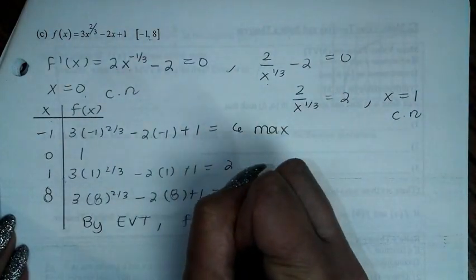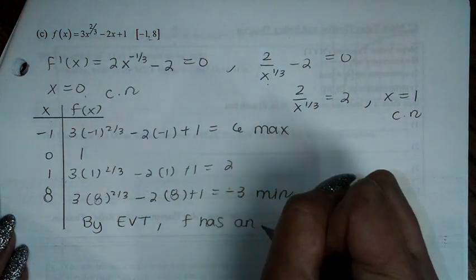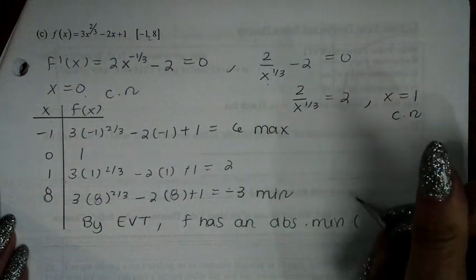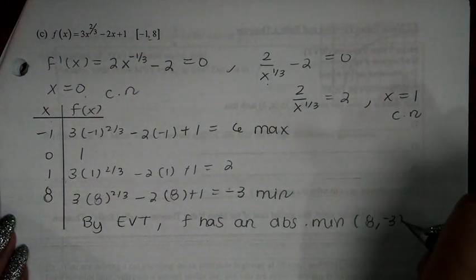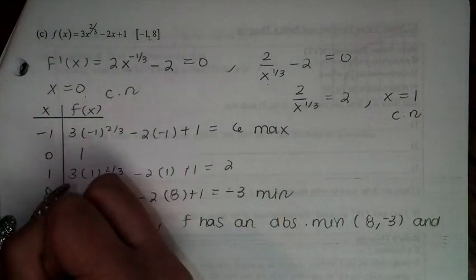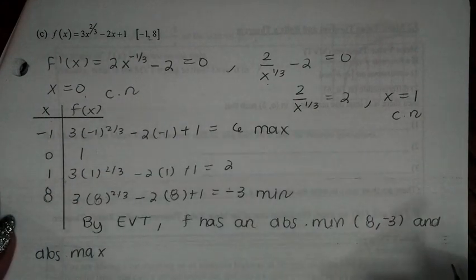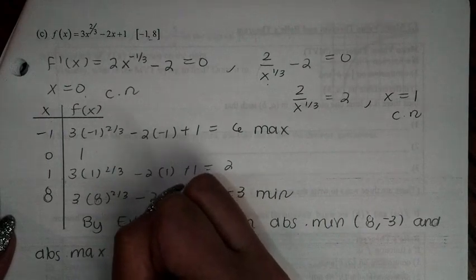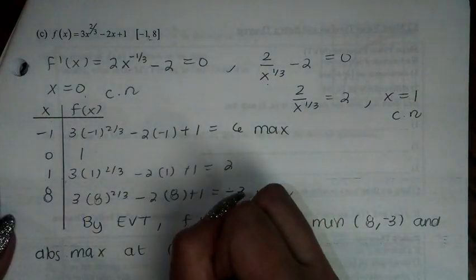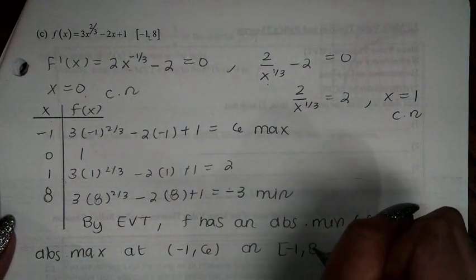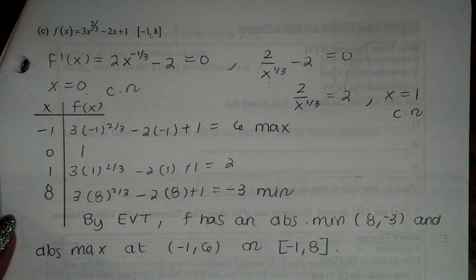We know that f has an absolute min at the point (8, -3). And we have an absolute maximum at the point (-1, 6) on the interval [-1, 8]. And that's what we have for this problem.